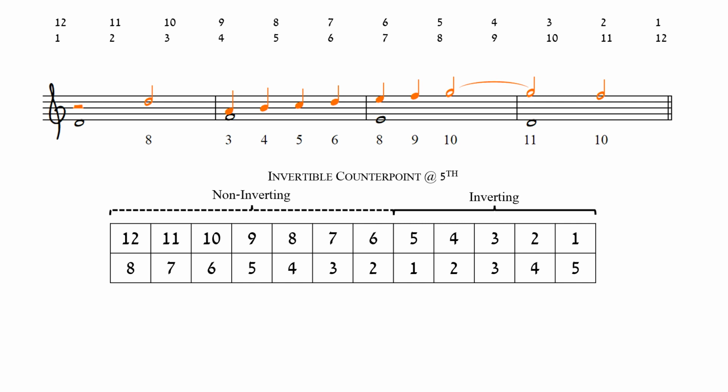This means that in invertible counterpoint at the 5th, a dissonant ninth above will transpose into a perfect fifth above, and a perfect octave above will transpose into a dissonant fourth above, which is the opposite of what happens in invertible counterpoint at the 12th. This small difference is important to keep in the back of one's mind, and an example of invertible counterpoint at the 5th will occur in the fugue analysis at the end of this video.